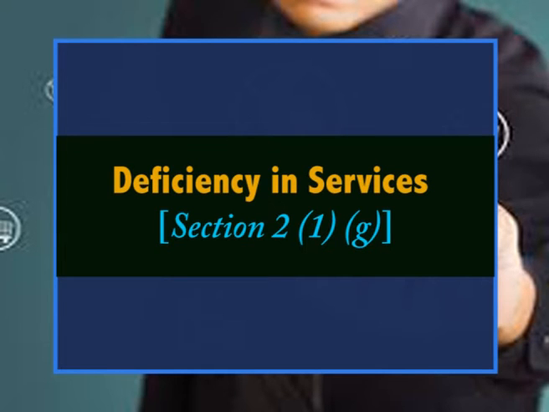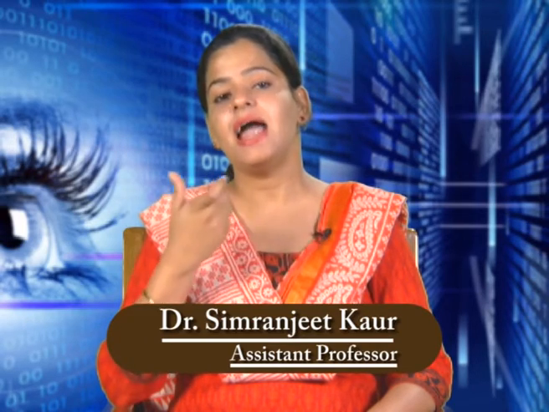Then we will discuss deficiency in services. Section 2 subclause 1 subclause G defines it. It means any default, imperfection, shortcoming or inadequacy in the quality, nature and manner of performance which is required to be maintained by or under any law for the time being in force, or has been undertaken to be performed by a person in pursuance of a contract or otherwise in relation to any service.